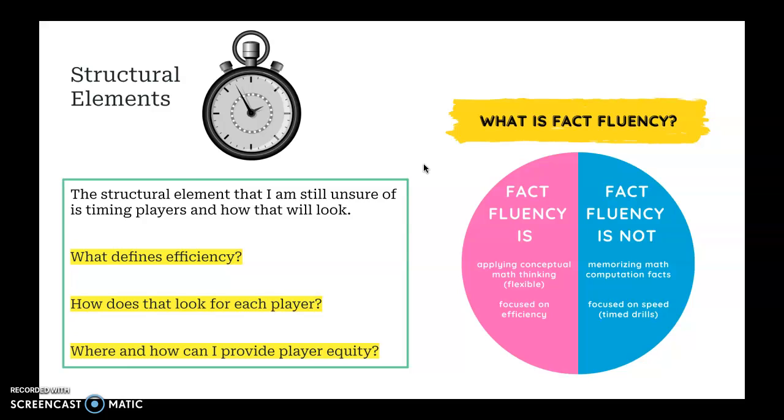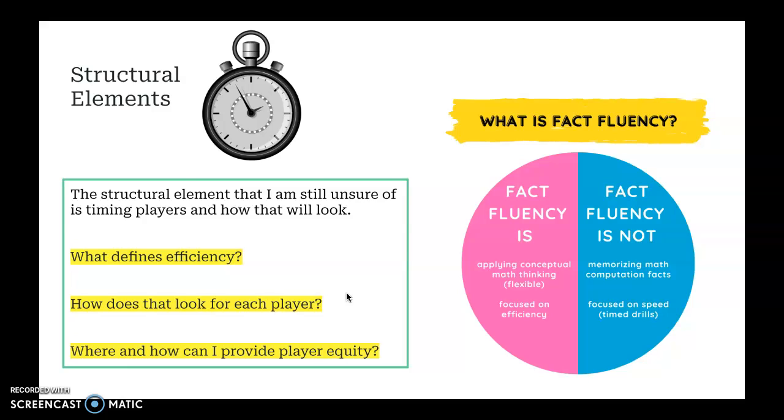So I just want to think about how that is going to look, because what really defines efficiency? When I look at the New York State standards, it's a little gray. When I taught kindergarten last year and we were talking about addition facts, it said that it had to be within 5 seconds. And then I've also looked in other areas where it just says the same thing, that it's focused on efficiency. So really what defines efficiency and how does that look for each player? Is it based off of level? I don't really know yet. And that's something I'm still looking for.